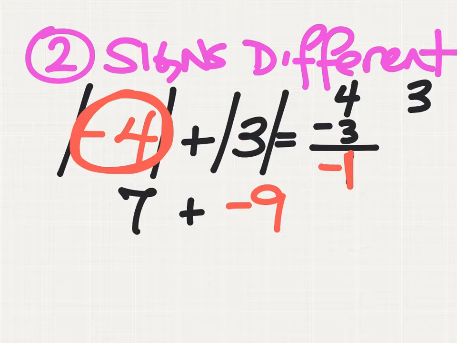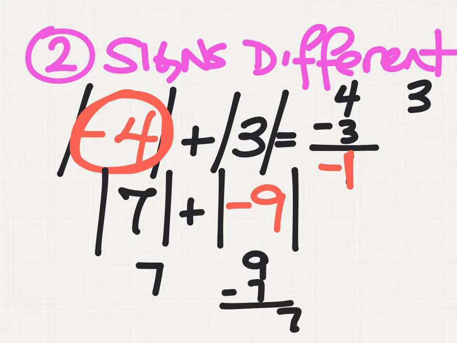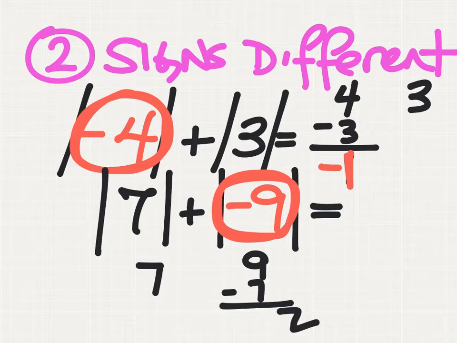For 7 plus negative 9, the absolute value of 7 is 7. The absolute value of negative 9 is 9. Subtract the smaller from the larger, so 9 minus 7 is 2. And take the sign from the number with the greater absolute value. Negative 9 had an absolute value of 9, more than the absolute value of 7. And the sign for negative 9 was negative. So therefore, my solution, or sum, would be negative 2. This 2 would be negative.